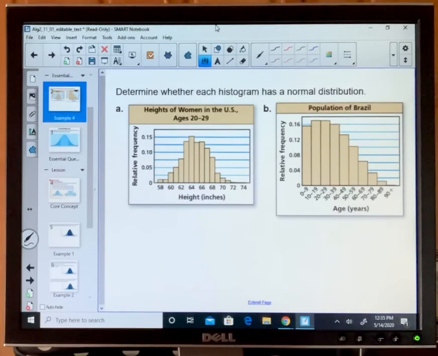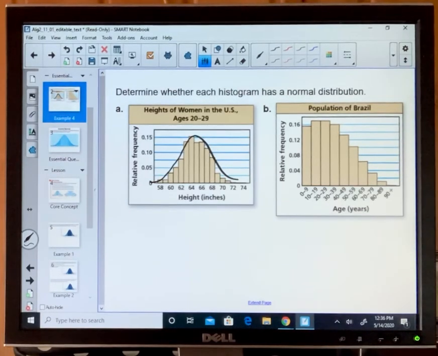Hey guys, so today we're going to talk about normal distributions. So I just wanted to again determine whether each histogram is normal. Normal means that the distribution is symmetric. So what I would say is, see this really nice bell curve? That's another way to say it. Okay, this is a normal distribution.